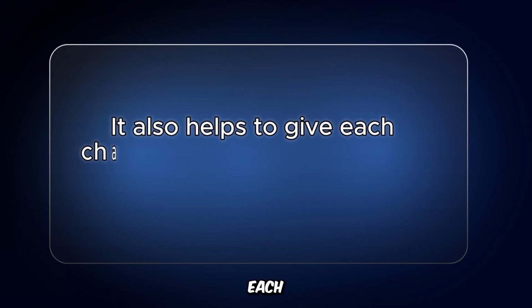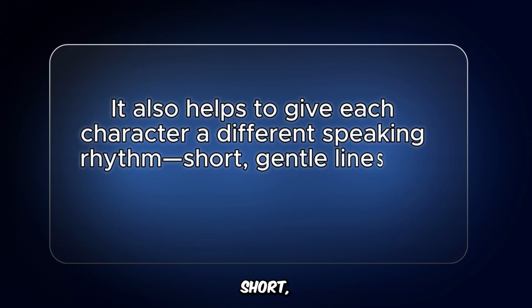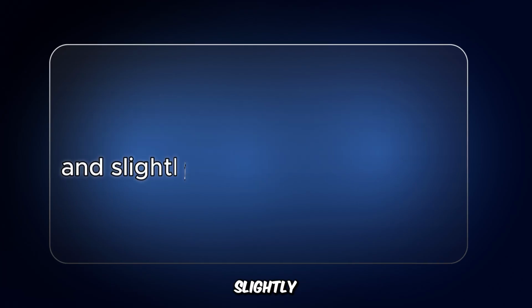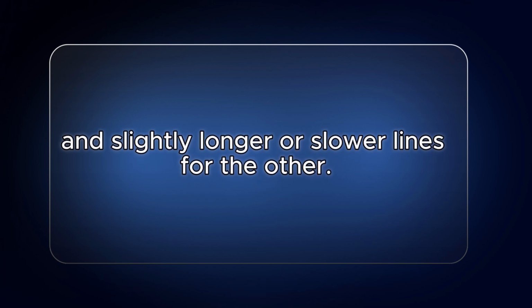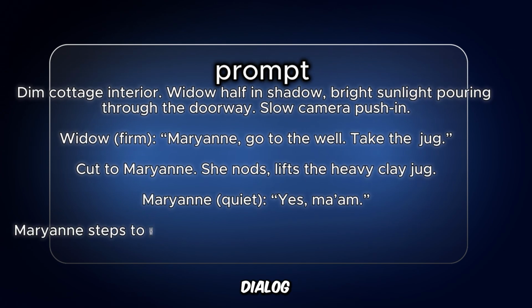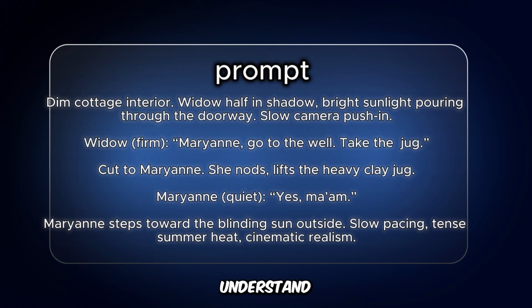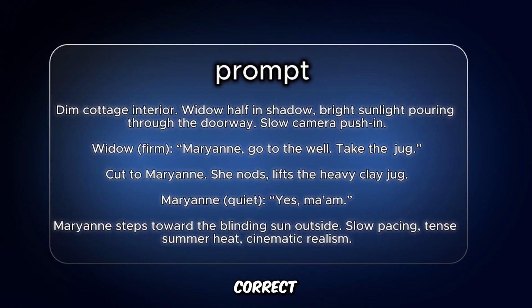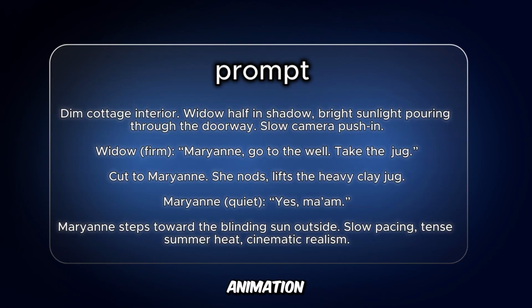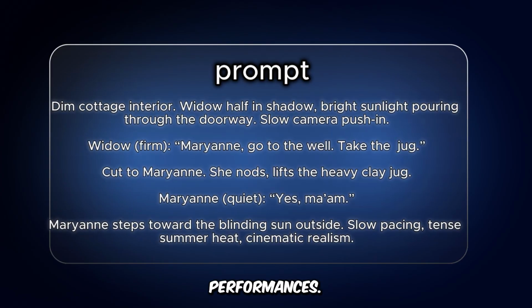It also helps to give each character a different speaking rhythm, short, gentle lines for one, and slightly longer or slower lines for the other. Most importantly, keep the dialogue natural and well-paced. A clear structure allows Grok AI to understand the rhythm and assign each line to the correct character, giving you smoother animation and more believable performances.